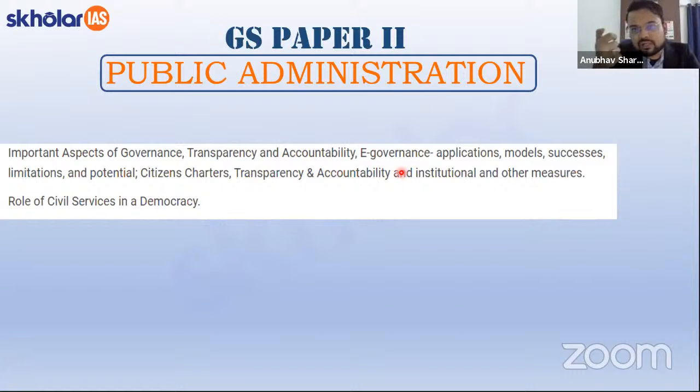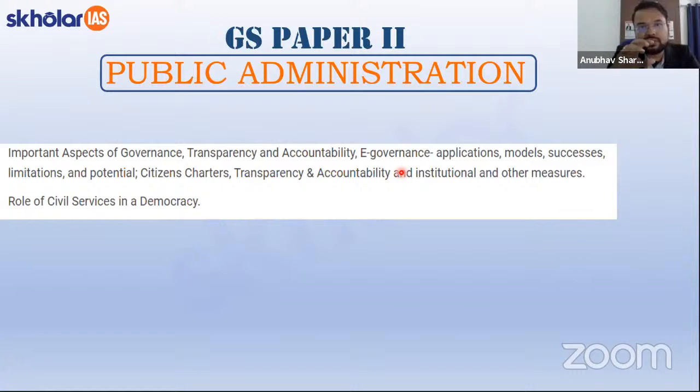For example, आप आधार का details बदल सकते हैं. DigiLocker is one of the ways in which you can keep your documents safe, right? E-governance can also be that you can book your LPG. So all these things come under e-governance. Again, इसके लिए भी आपको कोचिंग मटेरियल पर ही डिपेंड होना पड़ेगा.